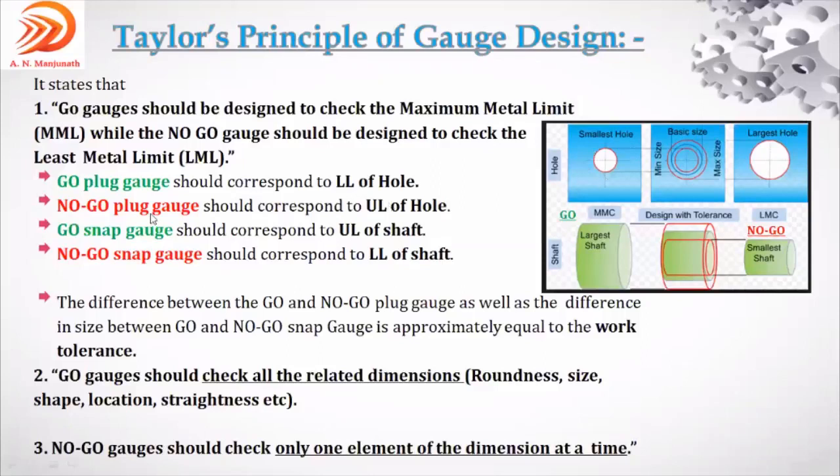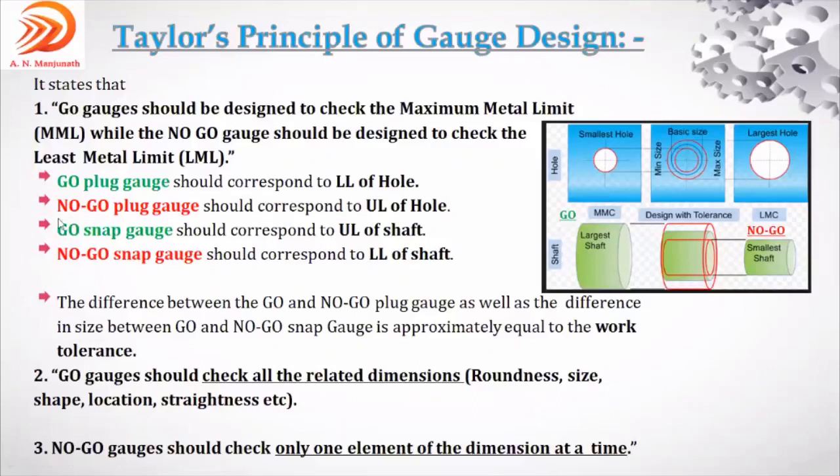No go plug gauge should correspond to the upper limit of the hole. Here, the no go gauge should correspond to the upper limit, or largest hole. So based on these principles only, this has been designed: the plug gauge, snap gauge, or the ring gauges.